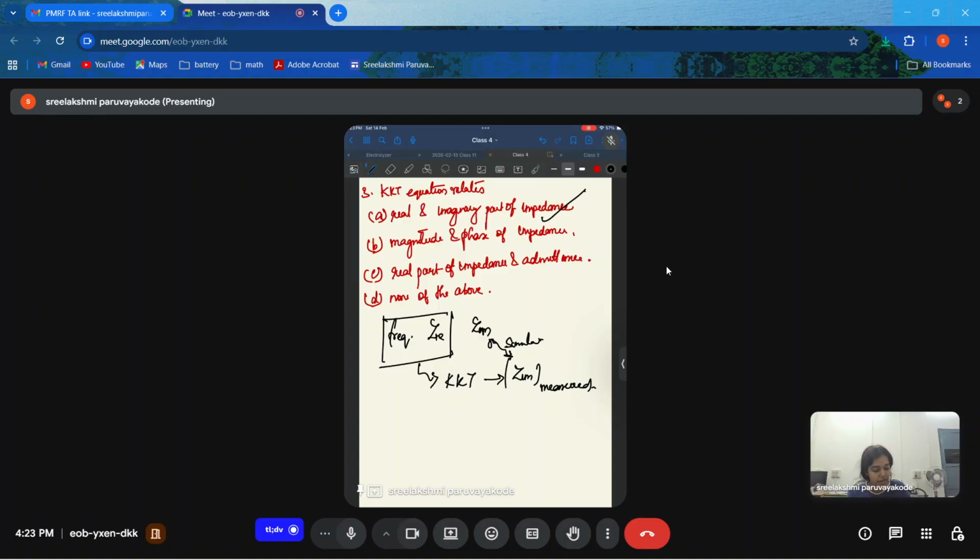Correct. This is based on the Nyquist plot. The same thing applies for the Bode plot, which means it also relates magnitude and phase of the impedance. Okay. Real part of impedance and admittance? No. Just the real part will not help. You need the counterpart, right? So this one is wrong. None of the above is again wrong because options A and B are correct. So the answer is options A and B. Right?